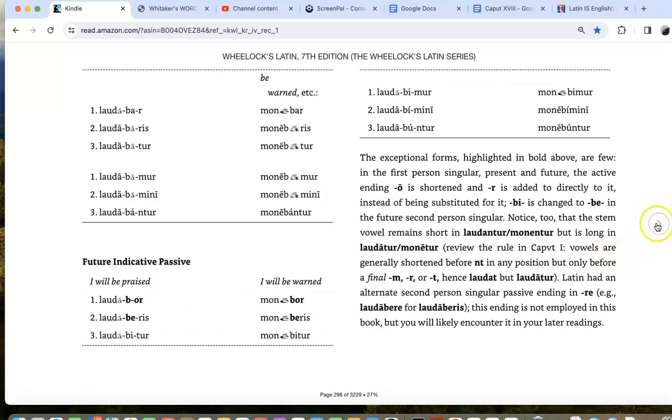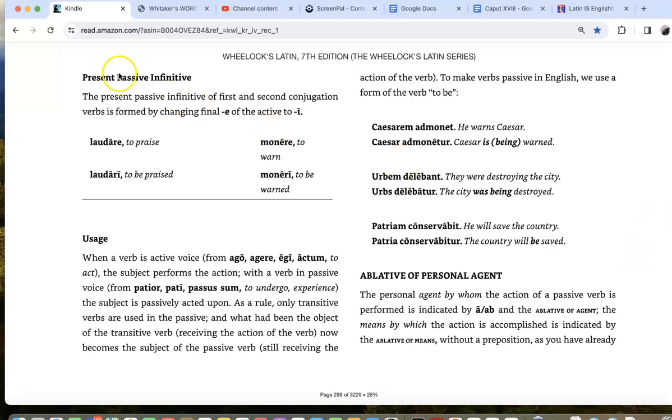Another aspect in this chapter related to passive is what's called the present passive infinitive, PPI, as we will call it. The present passive infinitive of the first and second conjugation verbs is formed by changing the final E of the active to I. So instead of having our infinitive, which goes all the way back to chapter 1, laudare, we simply drop the E, add an I. Laudari, to be praised. Monere, to warn, we change it into the PPI, moneri.